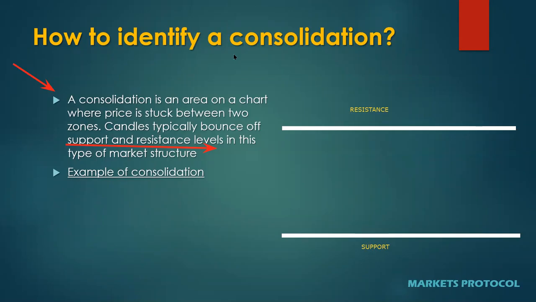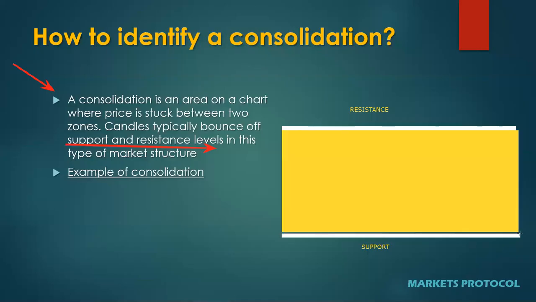So in between these two zones, we have a range. This area from support to resistance, we have a range. Let's highlight this range over here. Perfect. So support and resistance, you have those rejection areas, right? And this yellow highlighted area is your zone, okay?